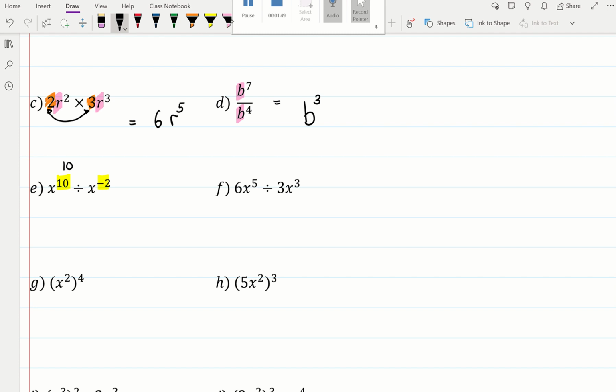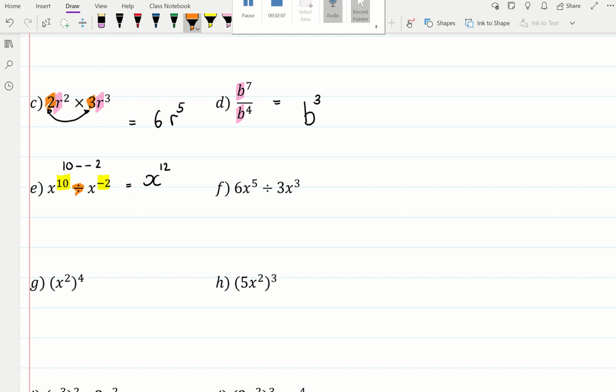So 10 minus negative 2. So I'm subtracting because of the division, subtracting the powers because I'm dividing. And this actually gives me 10 plus 2. So I now have x to the power of 12.